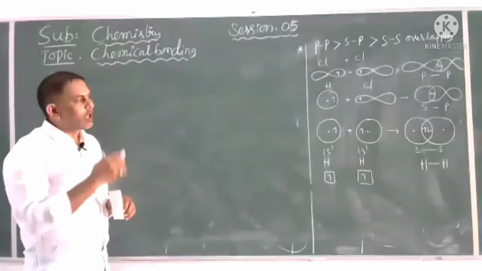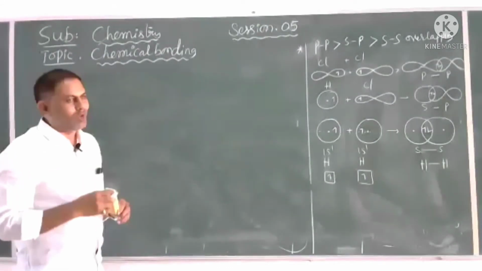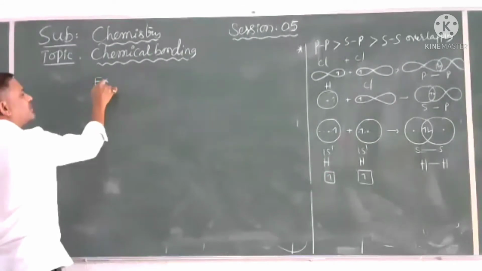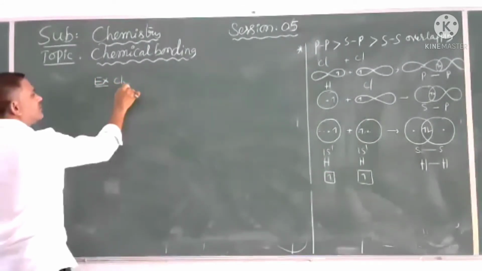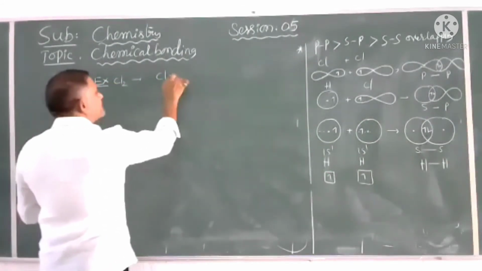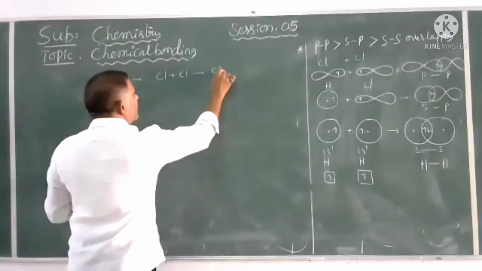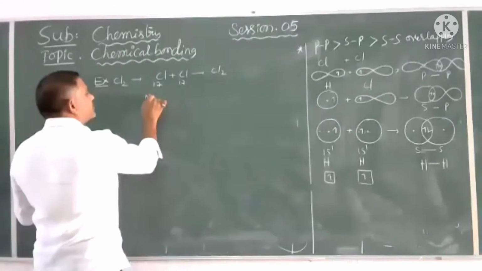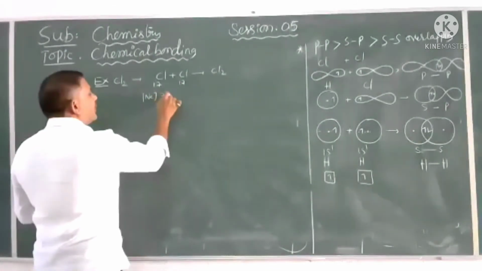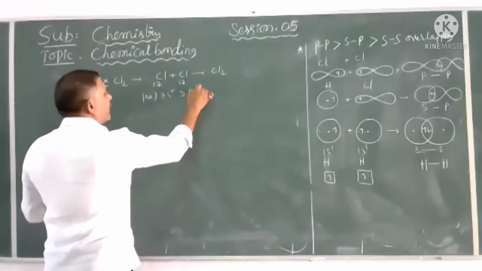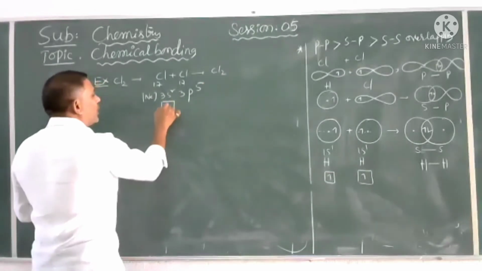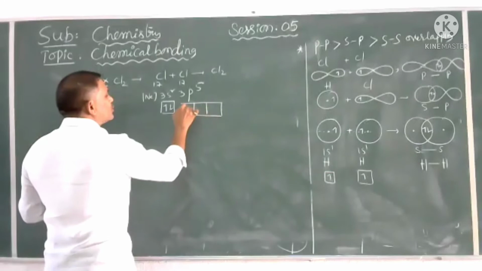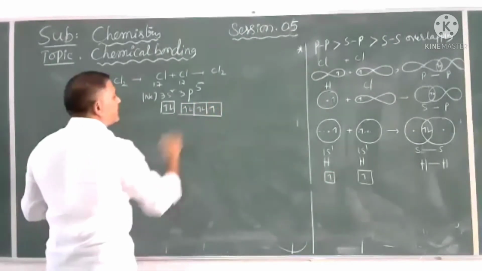Sideways or lateral overlapping takes place. It forms a pi covalent bond. First example is the Cl2 molecule. Here Cl plus Cl gives a Cl2 molecule. Chlorine has atomic number 17, electronic configuration neon 3s2 and 3p5. Here, of the 5 electrons, two pairs are paired and 1 is unpaired.